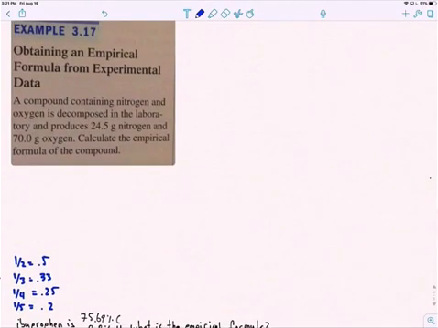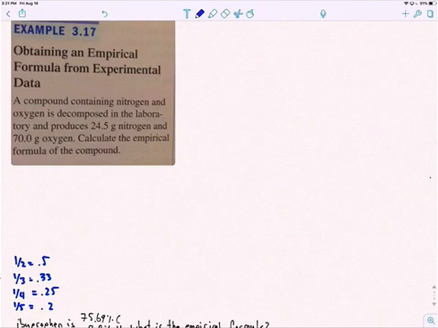Okay, obtaining empirical formula from experimental data. So this is kind of old school chemistry. After the alchemists, there was this period of just chemistry. What's in this? What's this stuff made of?